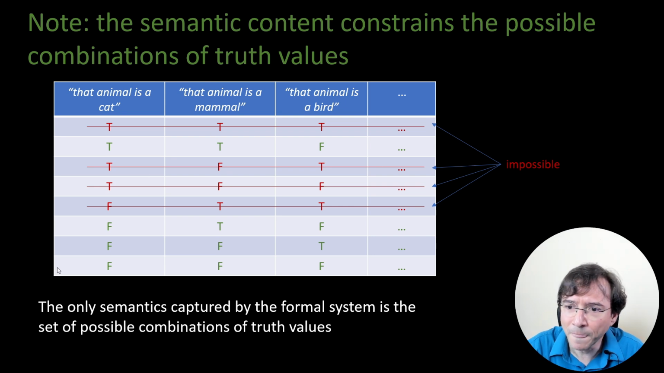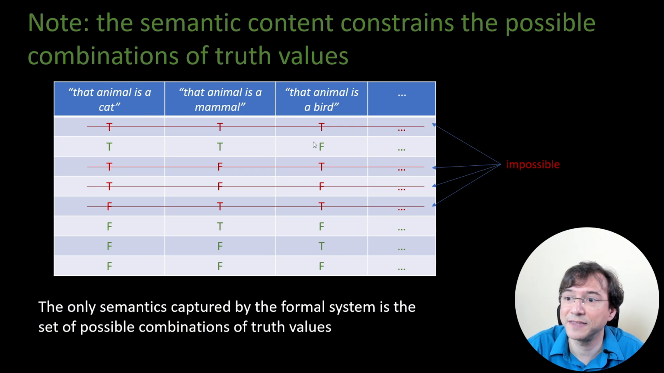And so what we want to do is capture these possible assignments, and this is the only part of the semantics that is going to be captured for the formal system. So the formal system is not going to know what a cat and a mammal are, and what a bird is, but it knows that it can't assign true to all these statements. That's it.